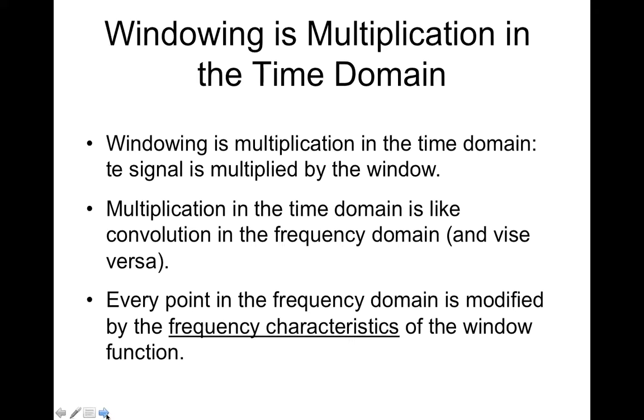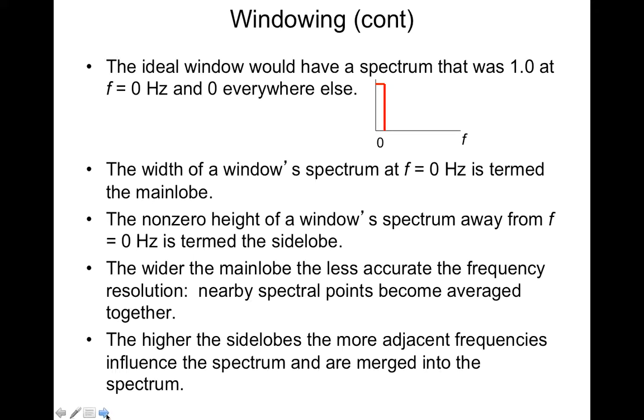So once again, windowing is multiplication in the time domain. The signal is multiplied by the window. And this is like convolution in the frequency domain. So every point in the frequency domain is going to be modified by the frequency characteristics of the windowing function. An ideal window would have a frequency spectrum that was 1 at 0 hertz and 0 everywhere else. What does that mean? It means that if you have a frequency characteristic of your signal out here, you would like for it to convolve with nothing.